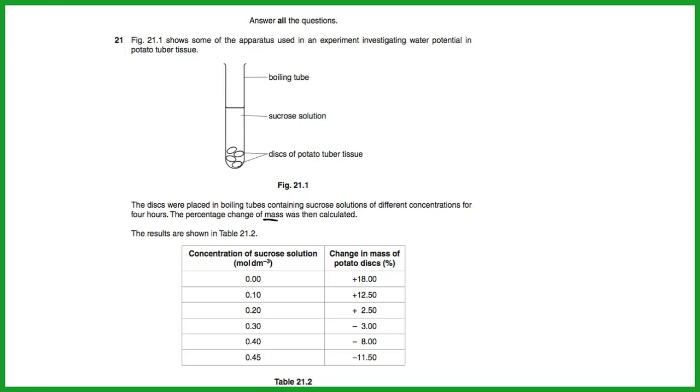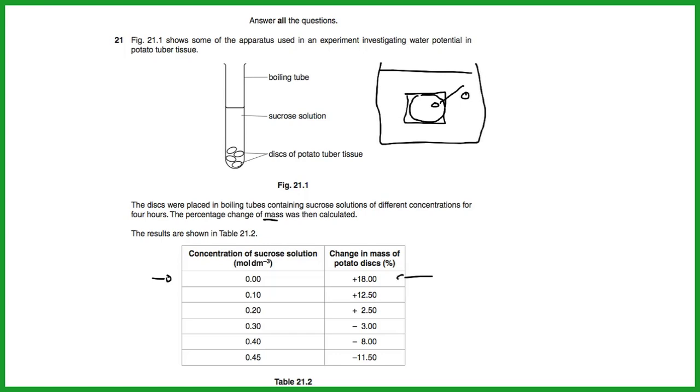When you put the potato disc, so we draw a potato cell here, when you put a potato cell into a solution of less negative water potential, then the water will enter by osmosis. As a result of entering by osmosis, the mass of the potato tissue will increase. So when we have the highest water potential, which is a water potential of 0 because we've got no sucrose because it's distilled water, then we have the highest increase in mass.